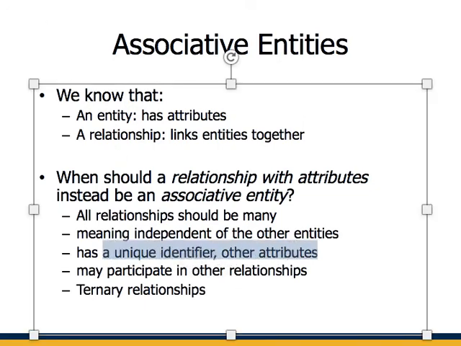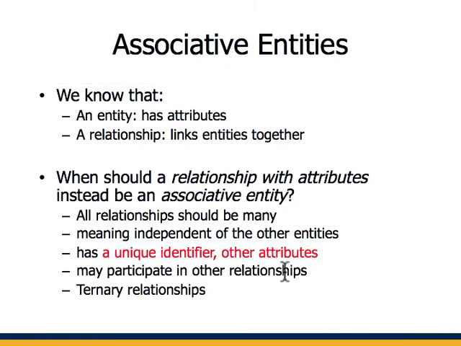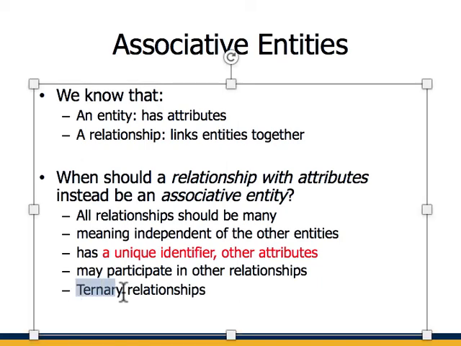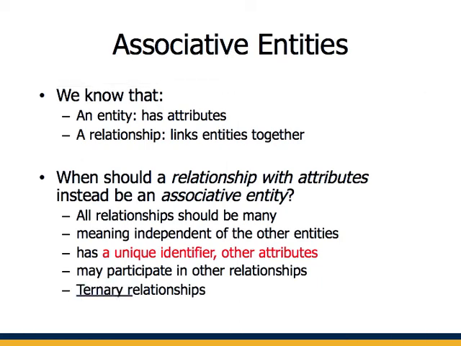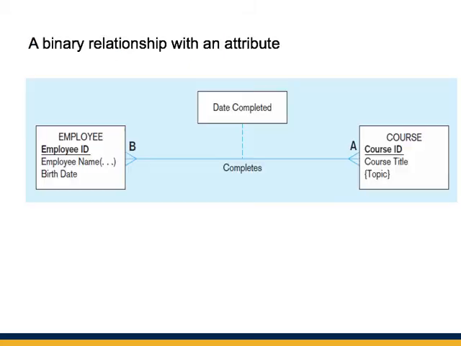So this is a major thing. It needs to have a unique identifier and other attributes. If that kind of relationship exists, usually in three-way relationships, then make it an associative entity. Associative entities, unlike weak entities, could have meaning independent of other entities, meaning they can exist on their own. They do have unique identifiers and can have other attributes.